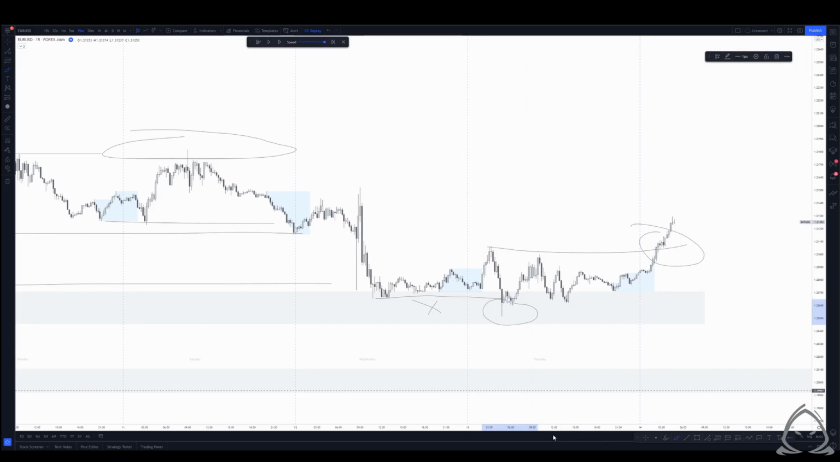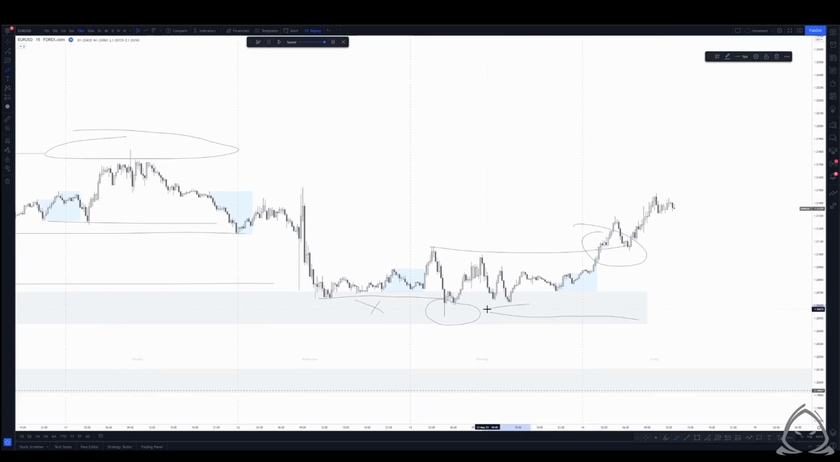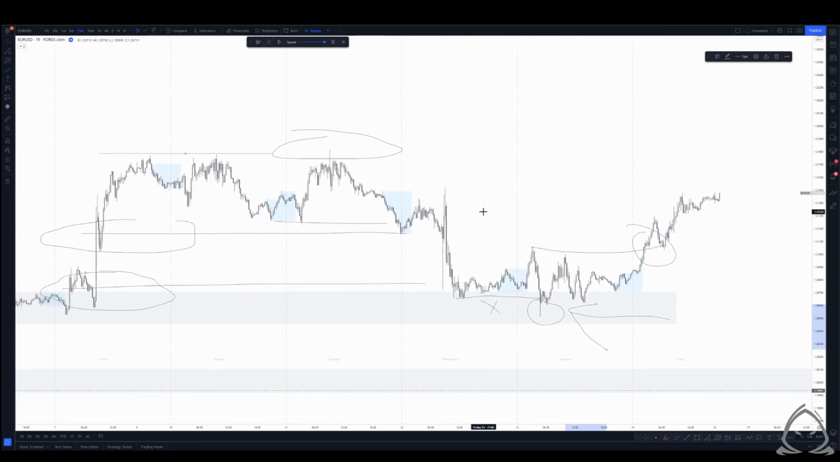What does this create on a 15-minute? This creates a protected low on the 15-minute. And then if I continue price, will this 15-minute get targeted or will it remain protected? And we continue to the upside.